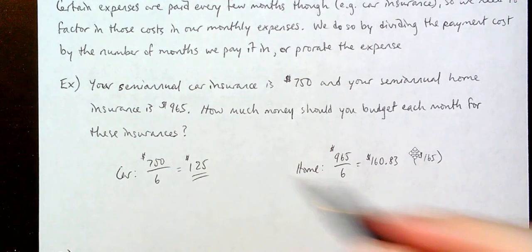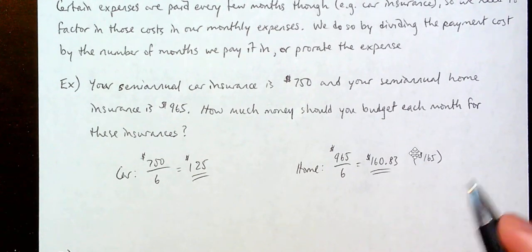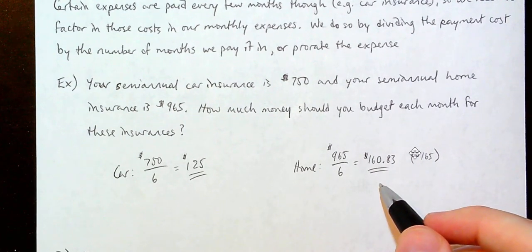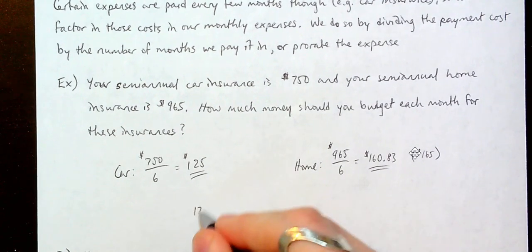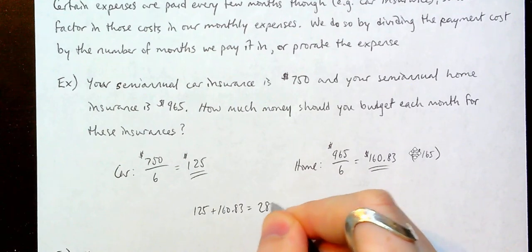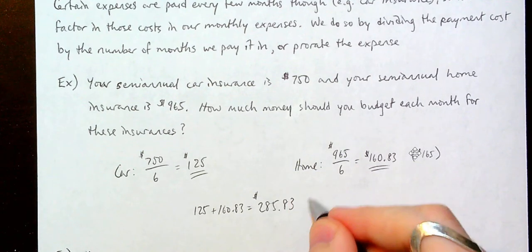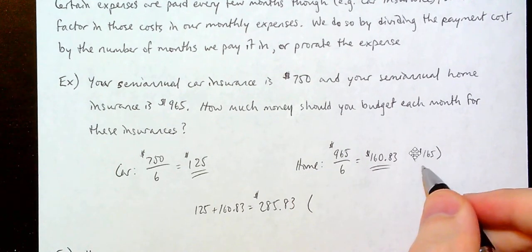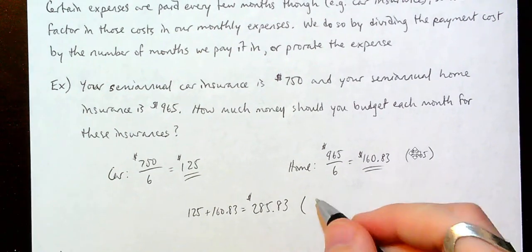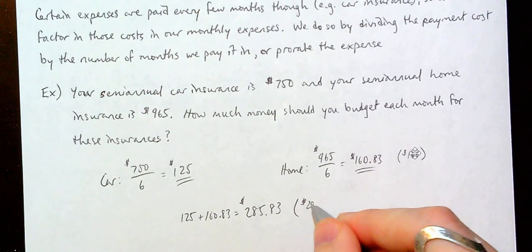So if I add these things up, I'm going to take the sum of what I actually calculated here. So if I do $125 plus $160.83, I'm going to get $285.83. If I worked with a slightly larger value for my home, then that would be 125 plus 165, which is 290.